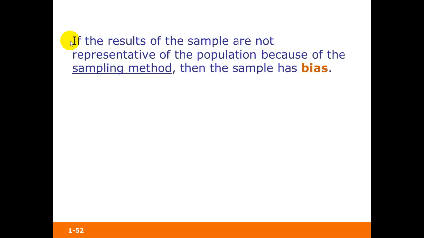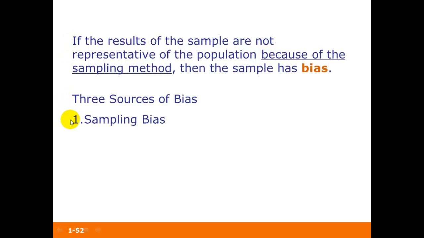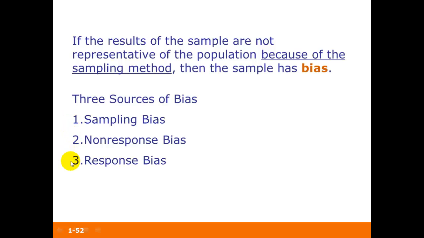When we're selecting a random sample, that means that it is random, and you can get samples that are extreme in that they have an extraordinary number of one segment of the population and maybe none of another segment of the population. So 3 sources of bias. 1 is sampling bias, 2 is non-response bias, and 3 is response bias.